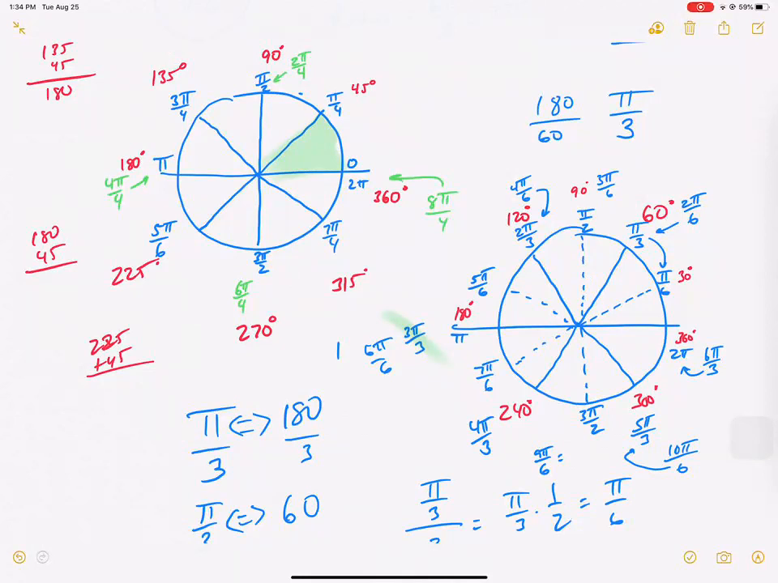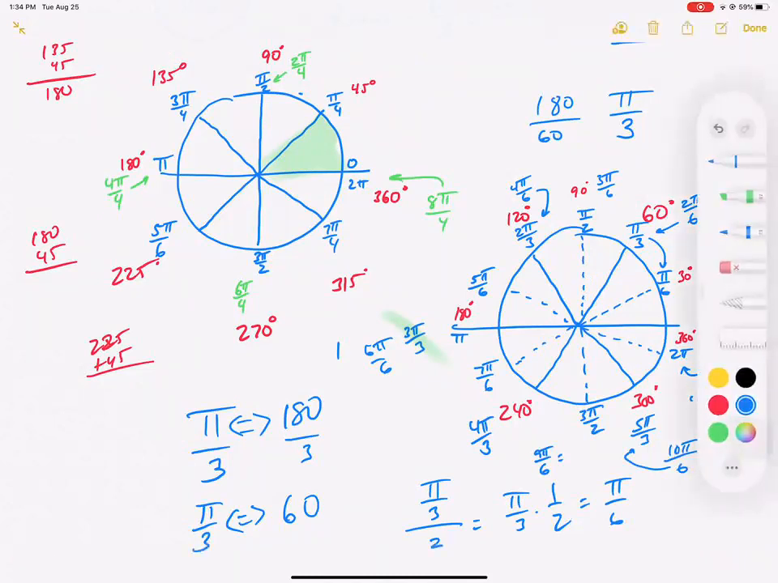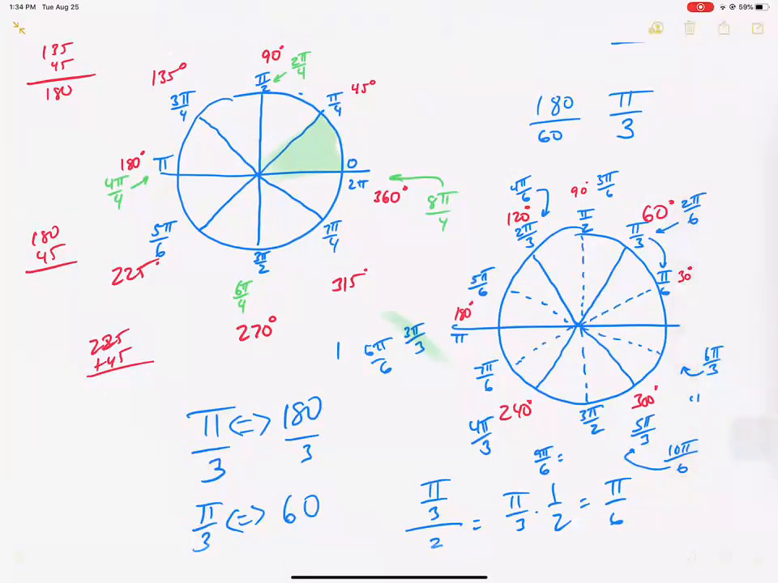And the last one is 10, 11, wait, one more. 11 pi, whoops, those are really too close together. Let me rewrite those. The next one is 11 pi over 6. And this is going to be 12 pi over 6, which reduces to 2 pi.